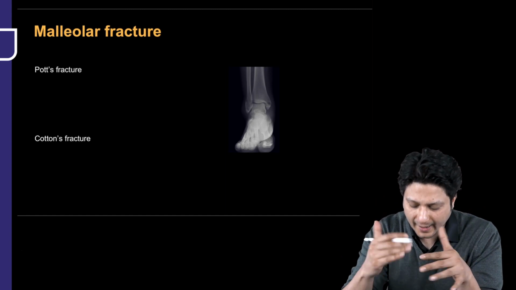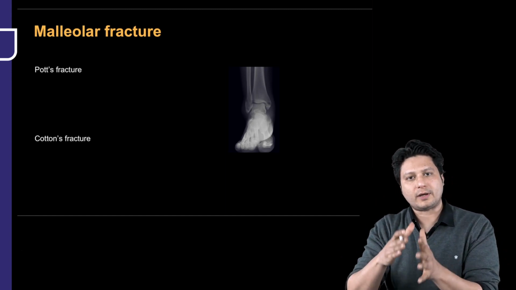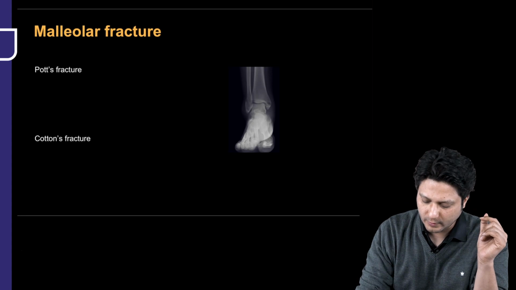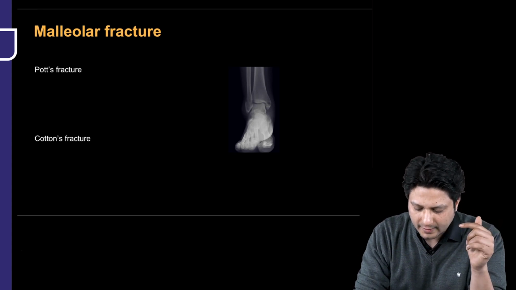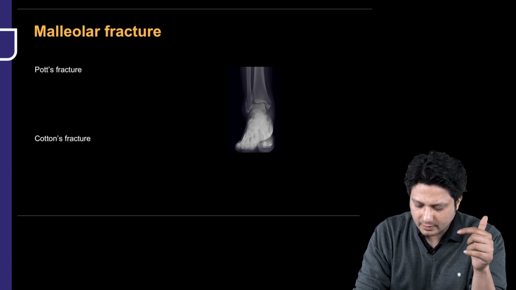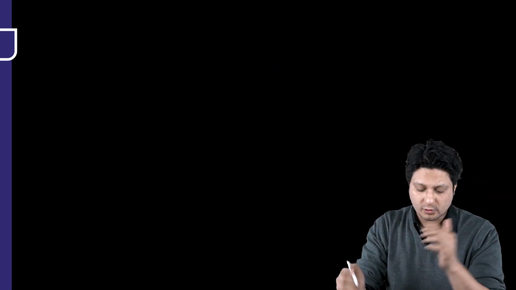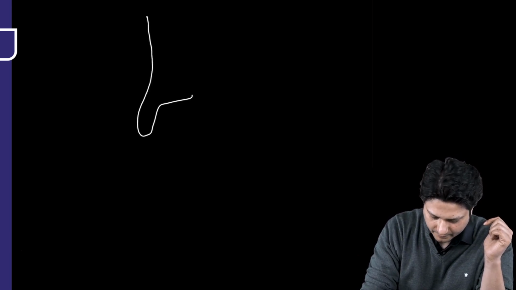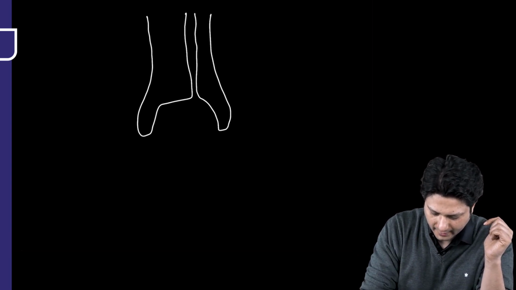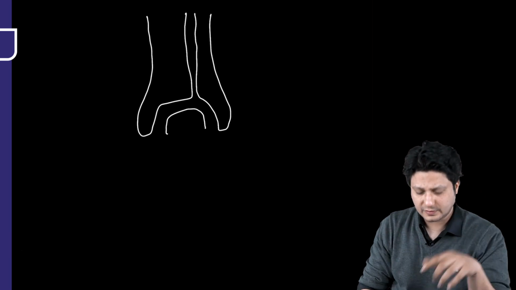Before we talk anything related to the fracture, it is important to have a discussion of what exactly a malleolus is. All right. So let's get introduced to the malleoli first of all. Imagine this is the distal end of the tibia, and this is the distal end of the fibula, and here we have a talar bone. So this is the ankle joint.